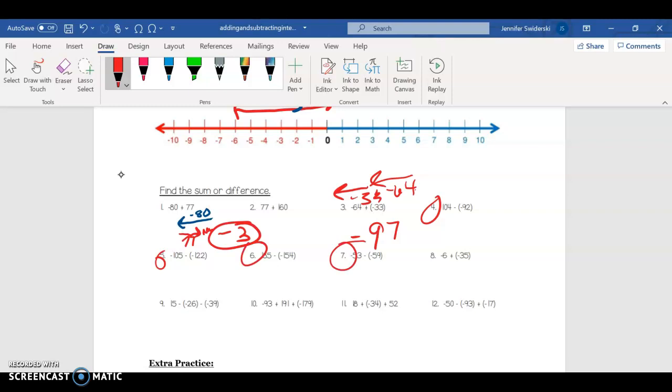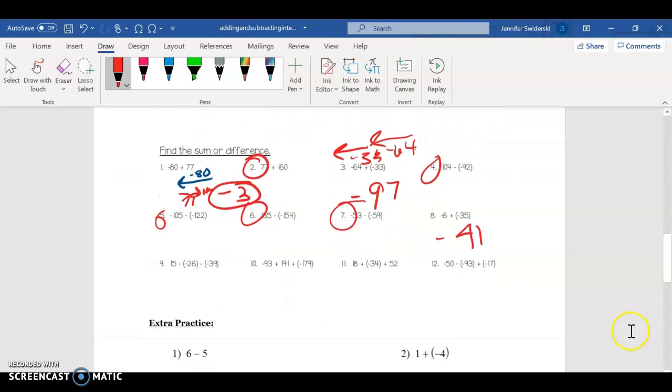Let's talk about number 8. Same sign. So we're just going to add them together and keep the sign. So when I add those numbers together, you should get 41, negative 41. I'm going to have you guys do 4. I'm going to have you do 2, 5, and 6. And I'm also going to have you try number 11. And I'm going to hop back in for number 10.